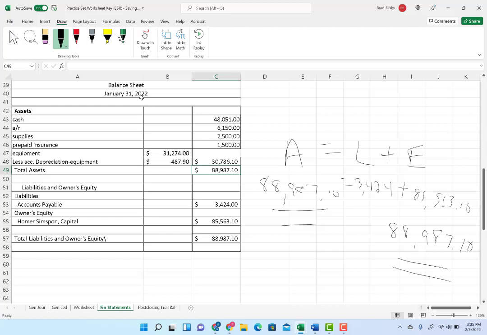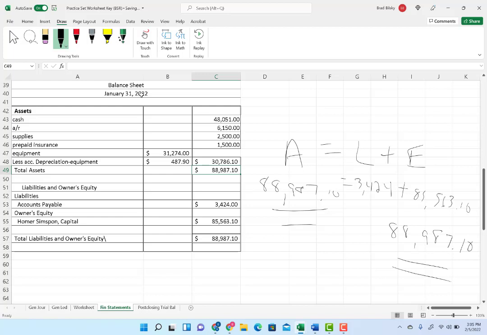And notice again on the balance sheet, this is for one point in time. So the balance sheet is a stock concept versus a flow concept for the income statement. The income statement looks at revenue, expense, and profit earned over a period of time. The balance sheet looks at how much assets, liabilities, and equity we have at one particular day in time. So that was the end result of what we wanted to do for this particular month.